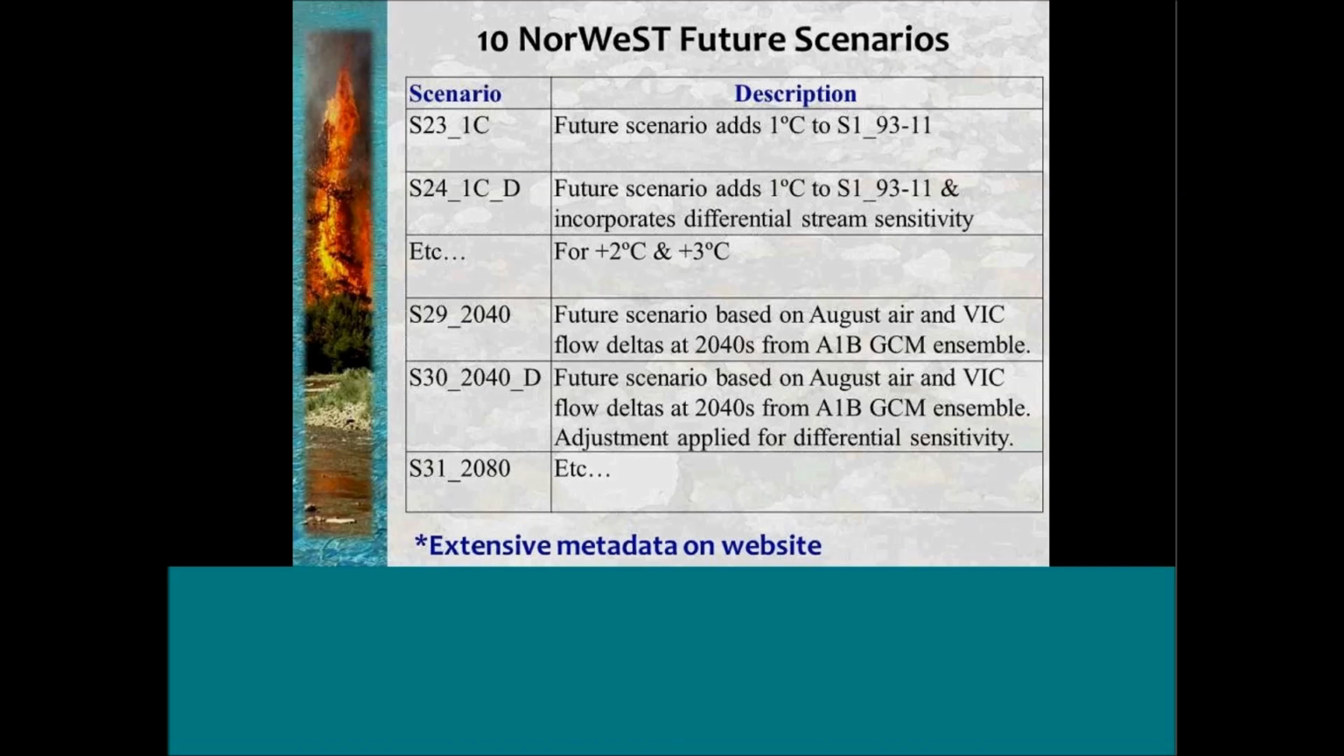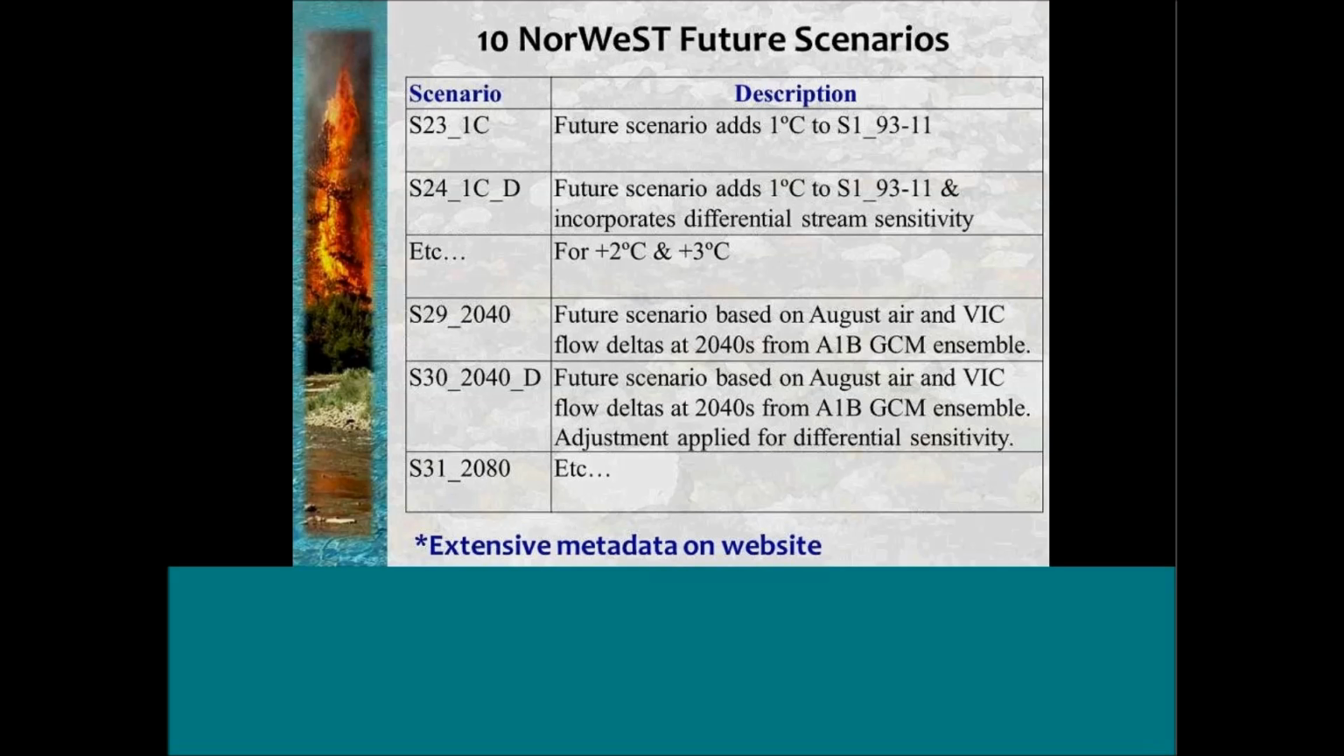That said, we do have a suite of different future scenarios that we've created, and they're also on the NorWeST website. There are about 10 of these. These are linked to the A1B warming scenario and the 10 GCM ensemble that SIG developed that best represented historical conditions several years ago. These are all tiered off of that. And so we've got the 2040s and we've got the 2080s.